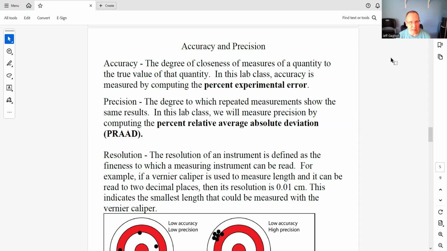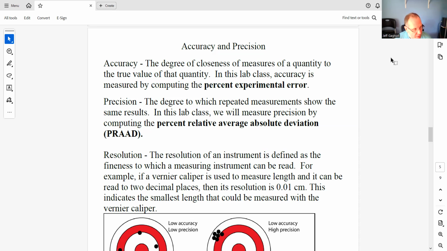Precision is the degree to which repeated measurements show the same results, right? So it's sort of like a measure of the variability. And in this class, we're going to measure precision by computing something called the percent relative average absolute deviation, which I usually abbreviate as PRAAD. So PRAAD is percent relative average absolute deviation.